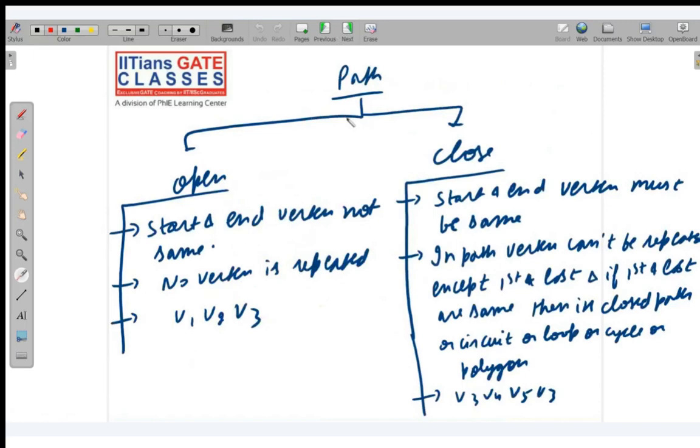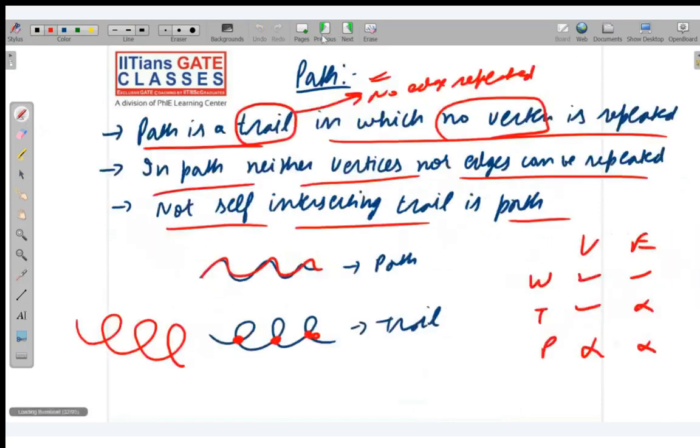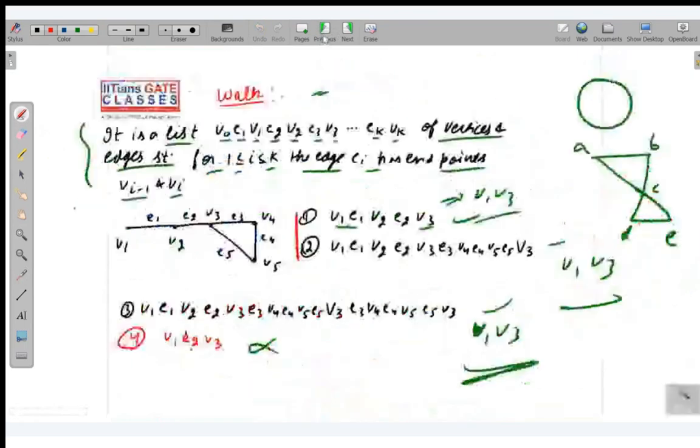Okay, so similar to trail and walk, a path can be either open or closed. Open means the start and end vertex are not the same. No vertex is repeated, like v1, v2, v3. It is a path. v1, v2, v3 is a path.